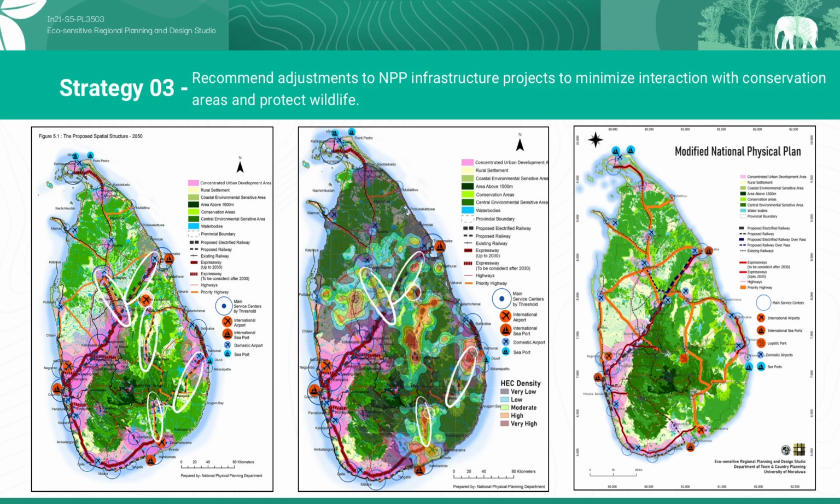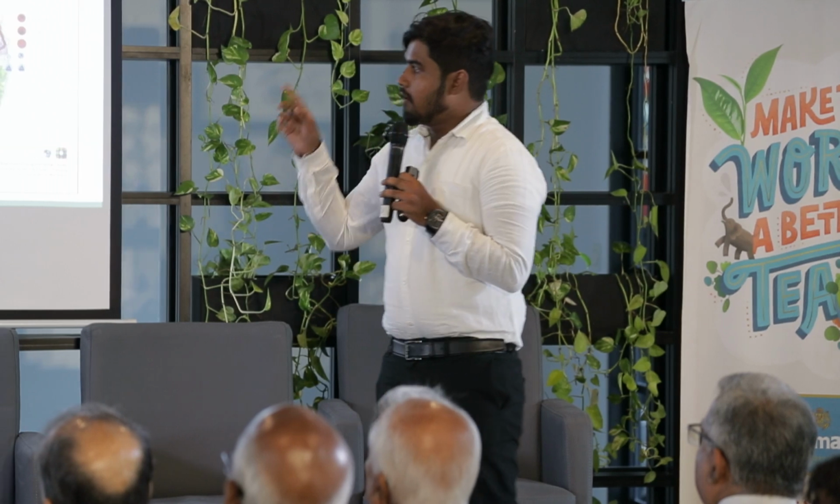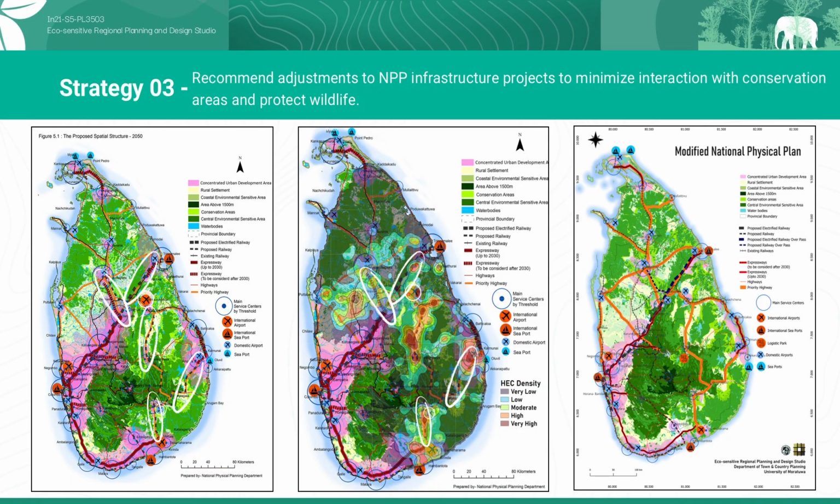In line with our approach, we considered some of the infrastructure projects which are proposed in NPP 2050 and we recommend NPP to reconsider them. As in the map, first we recommend converting the proposed Dambulla to Anuradhapura and Dambulla to Trincomalee railway track into an elevated railway track project. It will help to reduce ground-based urbanization in the conservation zone and also help to protect the critical elephant habitats in this region.